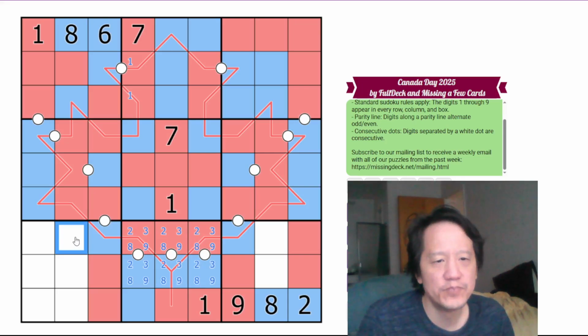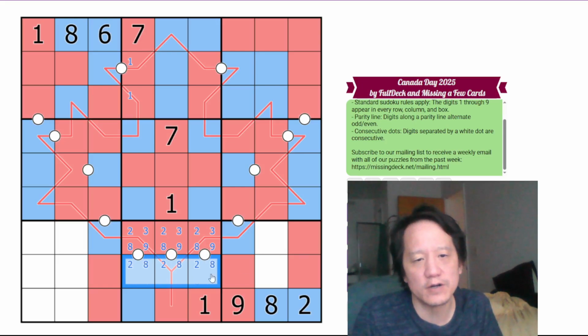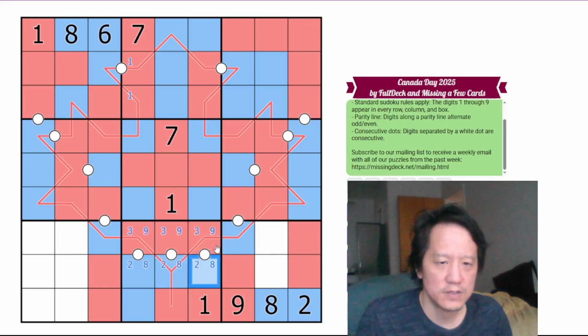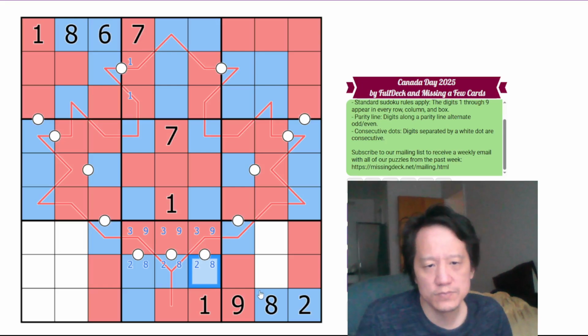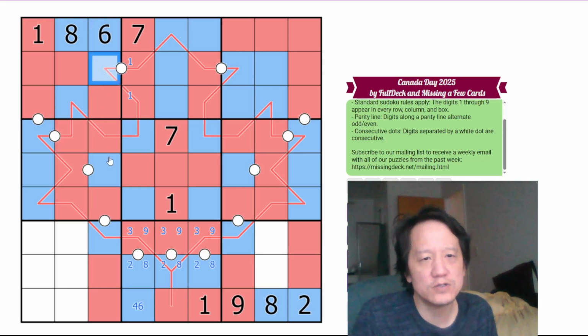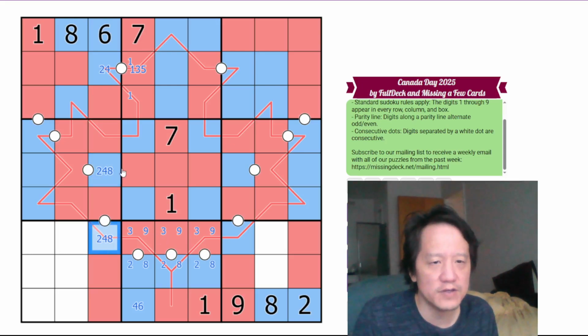And the rest we don't really know. These cannot be 3 or 9 here. Therefore, and this can't be 2 or 8. So we know 3 or 9 are here, and 2 or 8 are here. This must be a 4 or a 6. This must be 2 or 4 here. That's only consecutive with 1, 3, or 5 here. This is 2, 4, or 8. This is also 2, 4, or 8. One of these has to be an 8, but we don't know which.